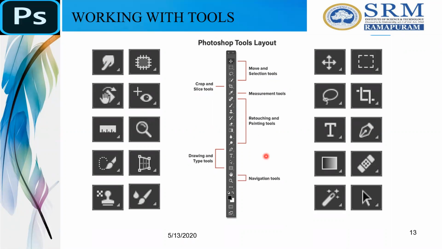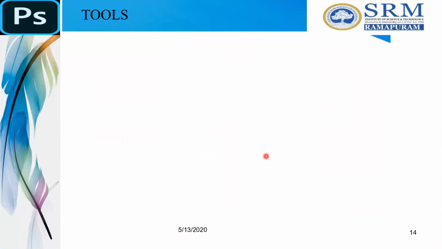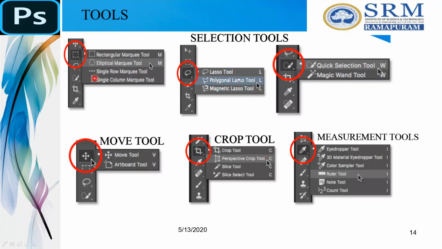Okay. So with this tools layout, we'll move into the detailed description of the tools. First thing is the top 3 tools represent the selection tool. So this is a rectangular mark tool. When you're going to select a rectangular area, then you can select this tool, or if you click the right bottom arrow mark here, you will get these options. Either you can go for rectangular mark tool, or you can go for ellipse mark tool, or you can go for a single row. Single row means one row will be selected or one column will be selected.